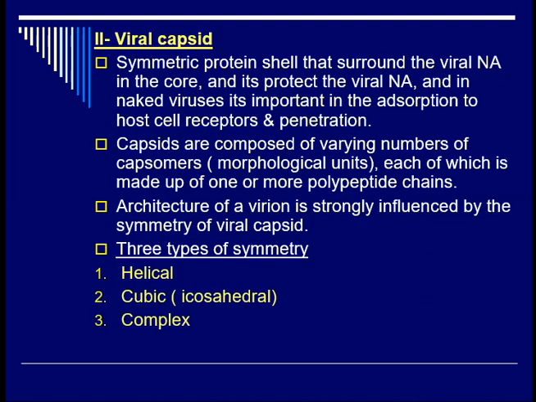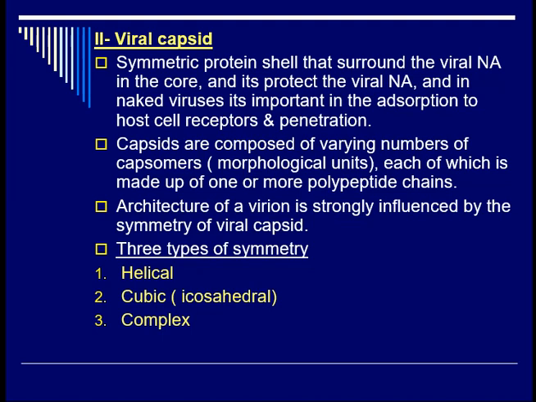Now, the viral capsid. The viral capsid is a symmetric protein shell that surrounds the viral nucleic acid in the core of the virus. It protects the viral genome, and in the case of naked viruses, it is important in the process of adsorption to the host cell receptor and penetration.